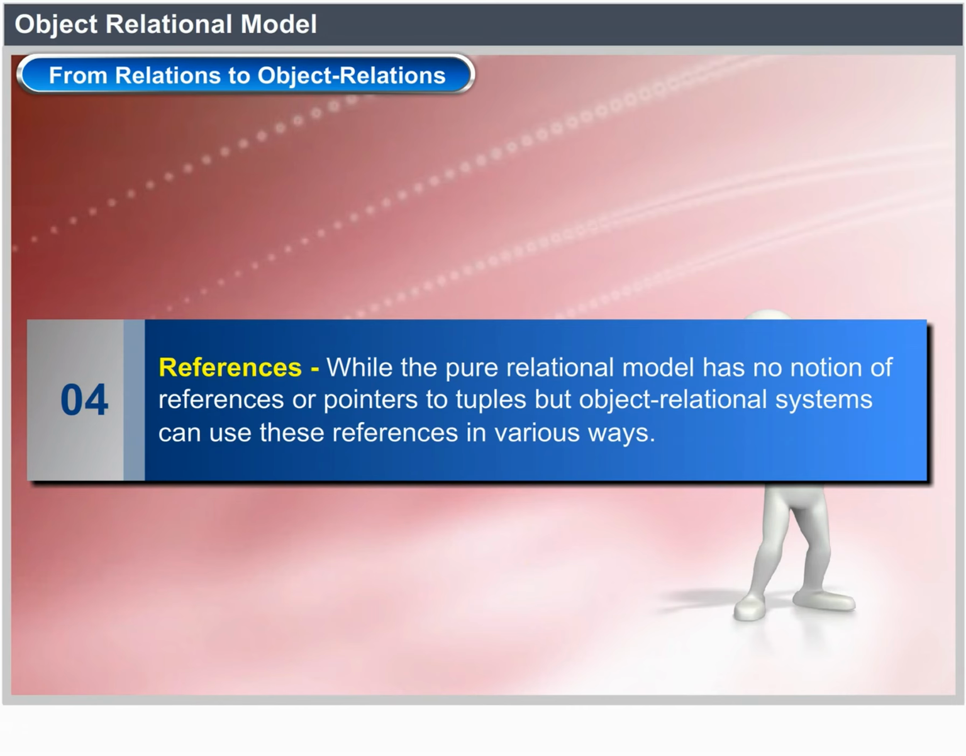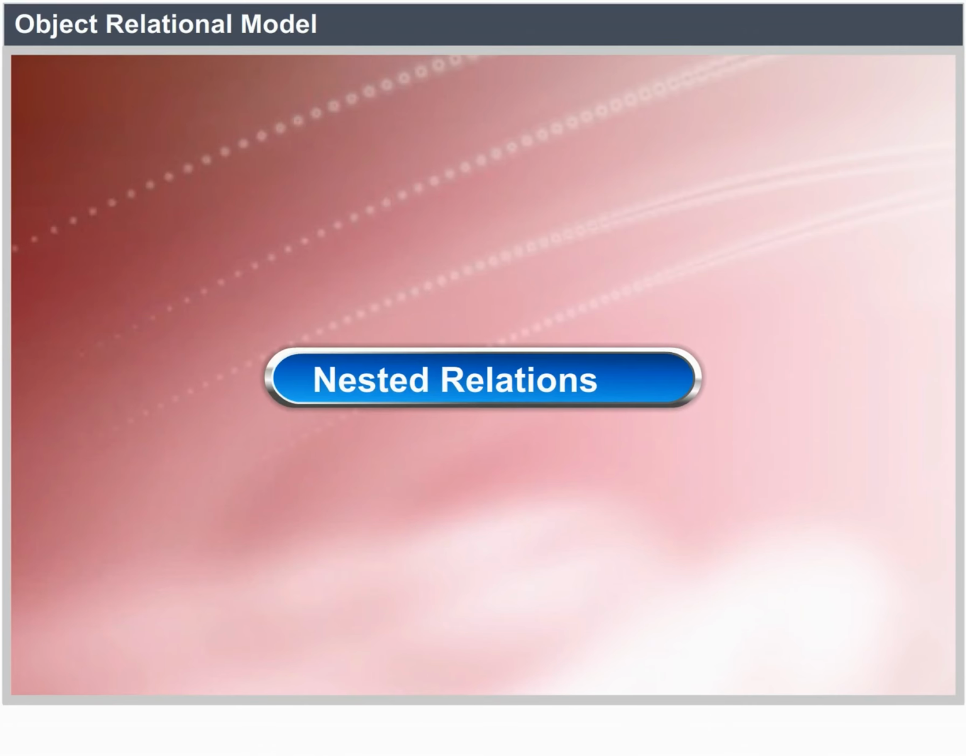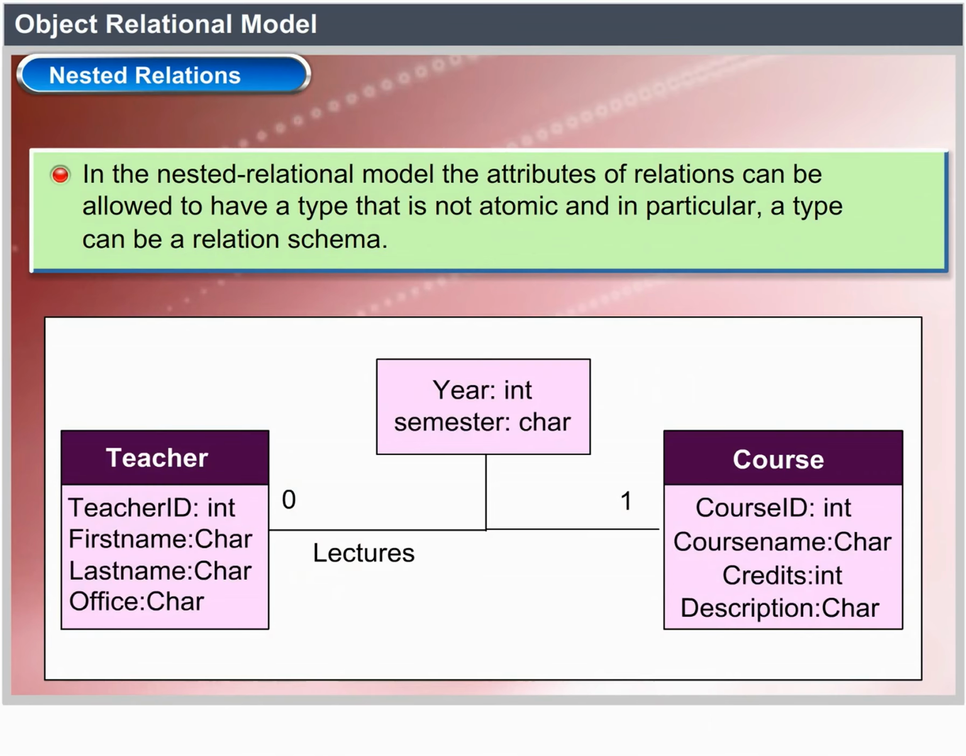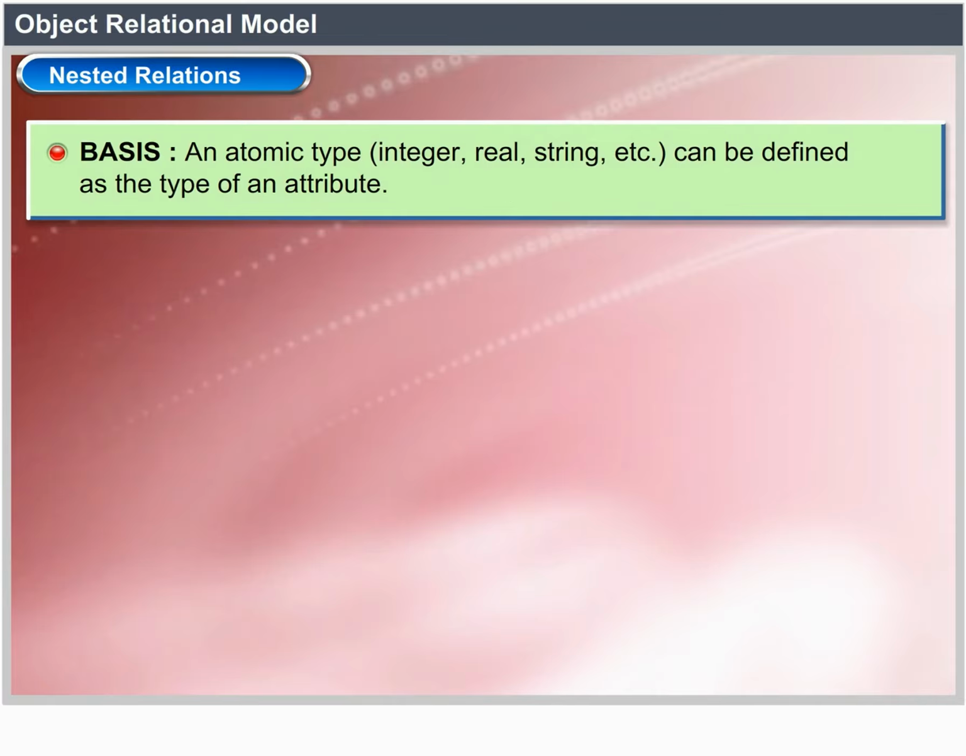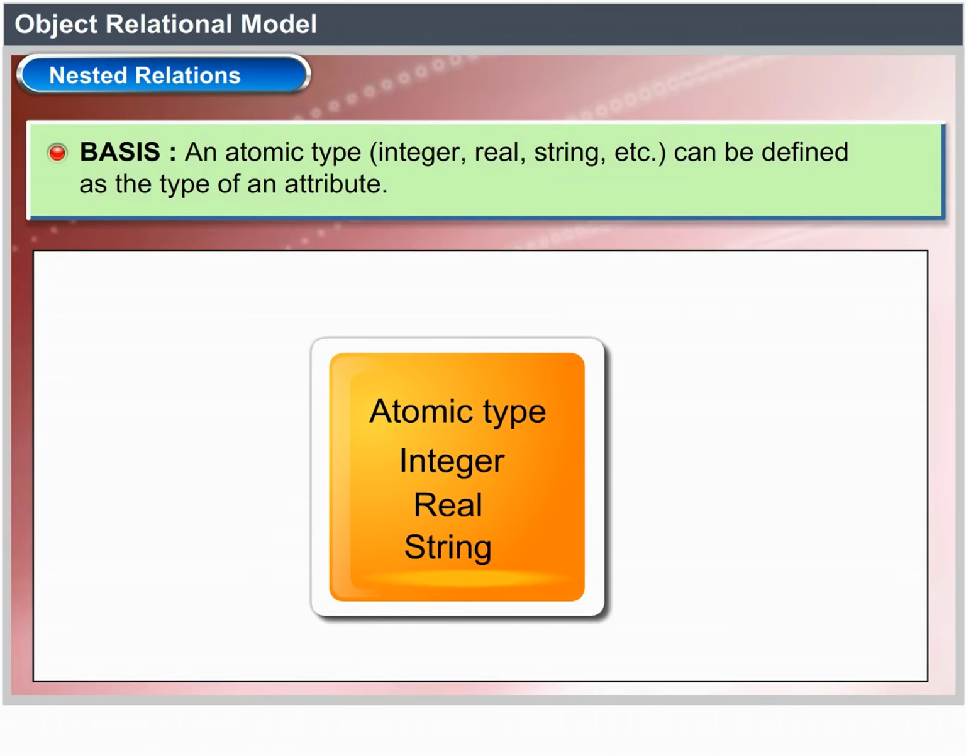Nested relations. In the nested relational model, we allow attributes of relations to have a type that is not atomic. In particular, a type can be a relation schema. As a result, there is a convenient recursive definition of the types of attributes and the schemas of relations. Basis: an atomic type, integer, real, string, etc., can be the type of an attribute.